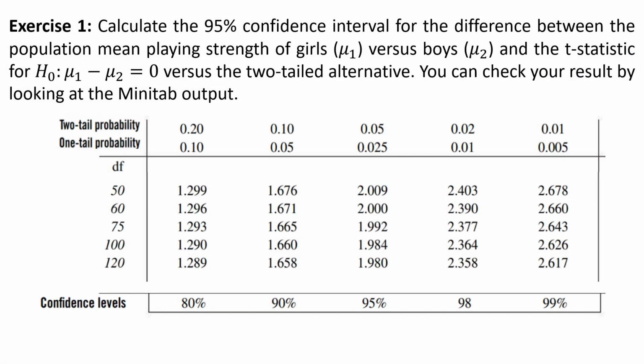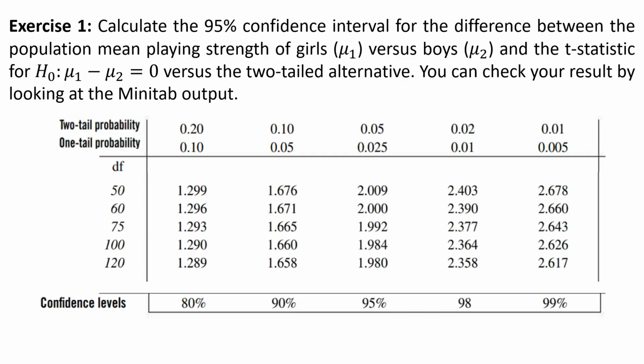So the first one is we're going to calculate a 95% confidence interval for the difference between the population mean playing strength of girls versus boys. And we're also going to look at the t-statistic for the null hypothesis that those two population means are equal to 0, in this case versus the two-tailed alternative.